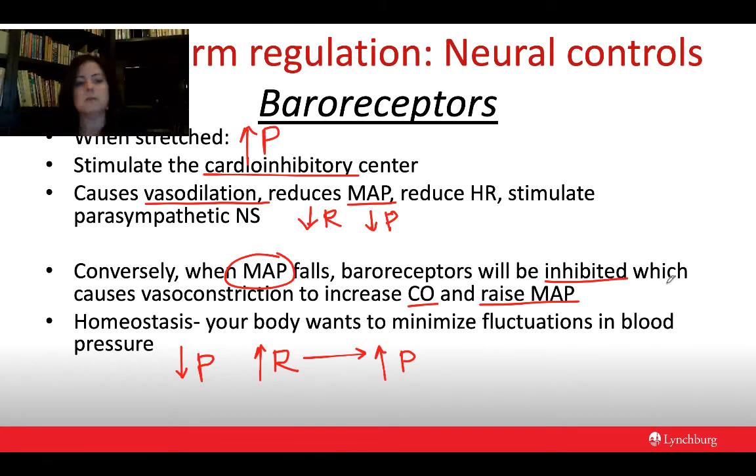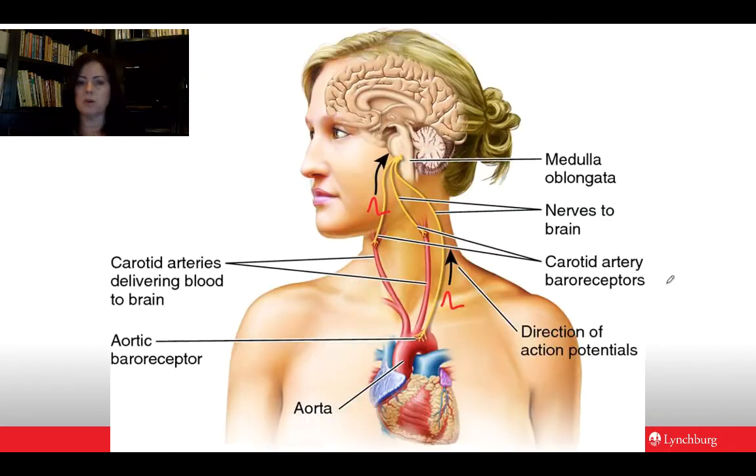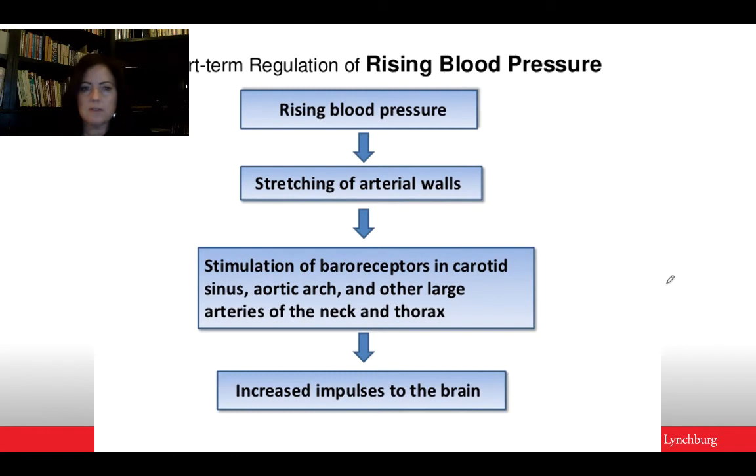We don't feel lightheaded when we change positions. Okay, so our body likes to keep our pressures within that very narrow range. This is just basically a summary of what we just talked about.